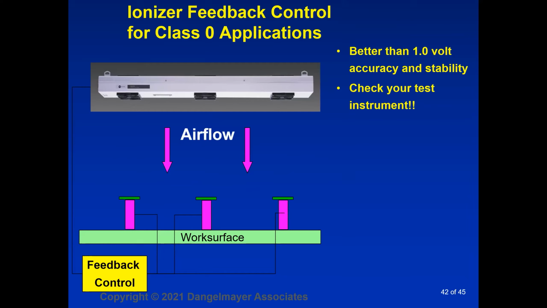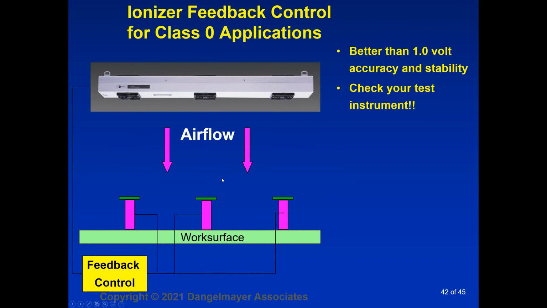Class 0 feedback control. If you're going to handle sensitive devices, you're going to want to assure that your ionizer stays in balance. What you see here is a block diagram of an overhead ionizer over a work surface. On the work surface, they've placed these 3 sensors, and they go through this feedback control network and control the ionizer balance in these 3 fans. So you have a separate sensor under each fan to maintain the balance on the work surface.